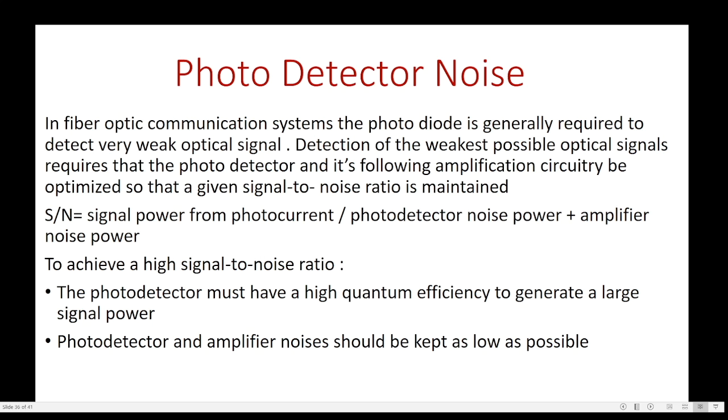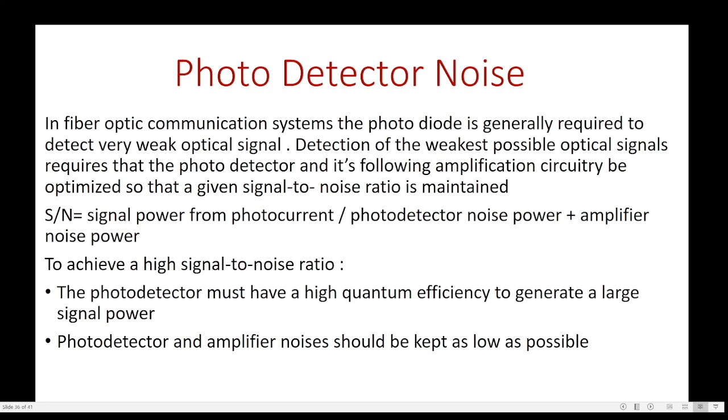There are some noises present at the receiver end. In a fiber optic communication system, the photodiode is generally required to detect very weak optical signals. The detection of the weakest possible optical signal requires that the photodetector and its following amplification circuitry be optimized so that a given signal to noise ratio is maintained.